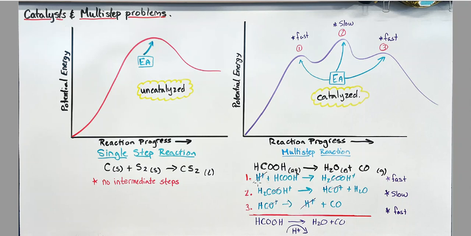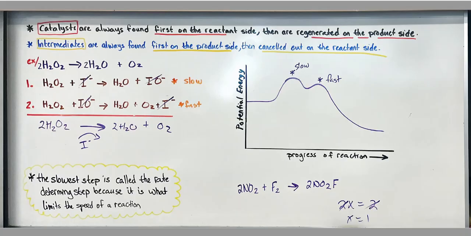The catalyst starts on the reactant side and ends on the product side. It gets regenerated. It is not part of the reaction, but it makes the reaction go faster. So catalysts are always first found on the reactant side and regenerated on the product side. Intermediates are always first found on the product side and then canceled out on the reactant side.